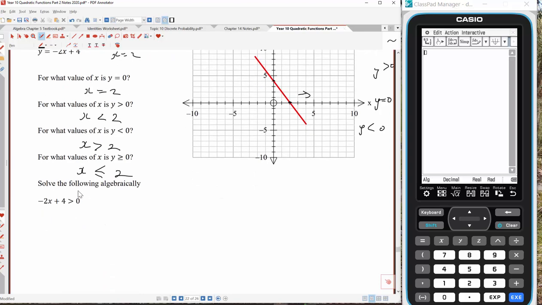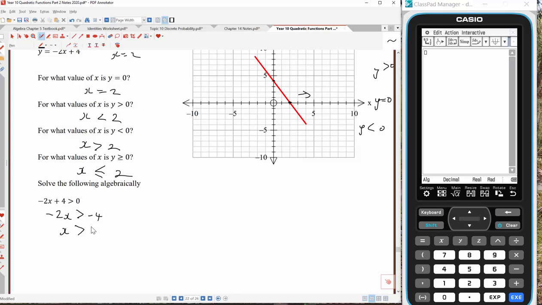All right, solve the following algebraically. Negative 2x greater than negative 4x. Now, if we don't flip the inequality here, what we're going to do, and this is basically saying when are the y values going to be larger than 0? Okay, and we know we've answered this already. This is when y values are larger than 0. The answer to this should be when x is less than 2.